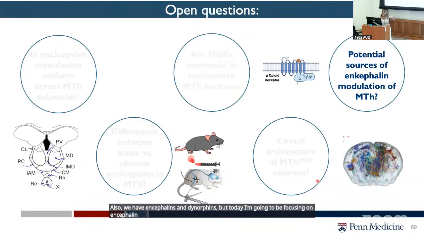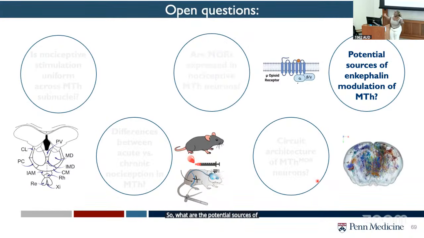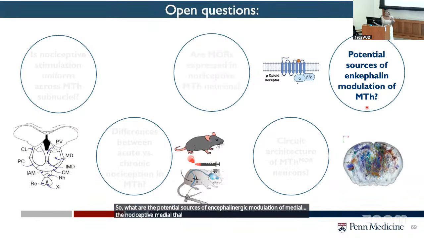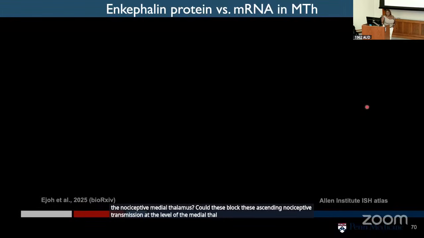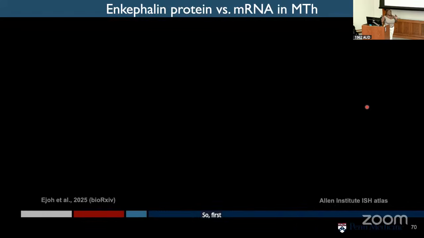So what are the potential sources of enkephalinergic modulation of the nociceptive medial thalamus? Could these block ascending nociceptive transmission at the level of the medial thalamus? So first we thought, what if the source of enkephalin to the medial thalamus was local, happening within the medial thalamus?